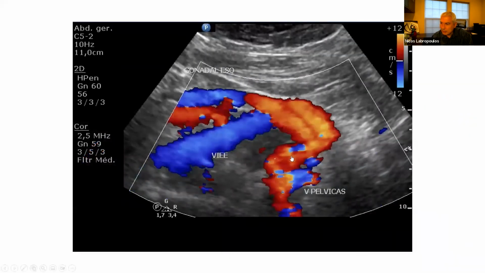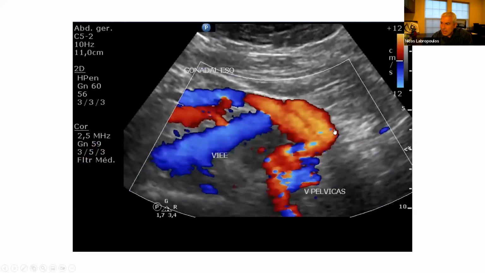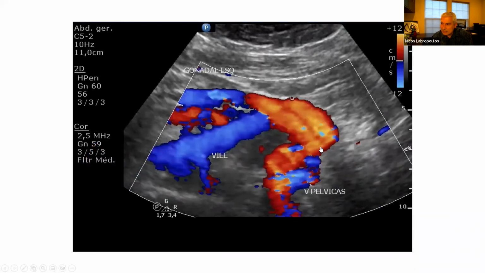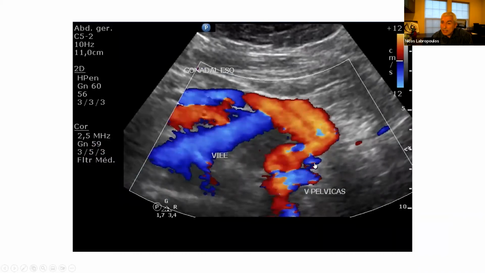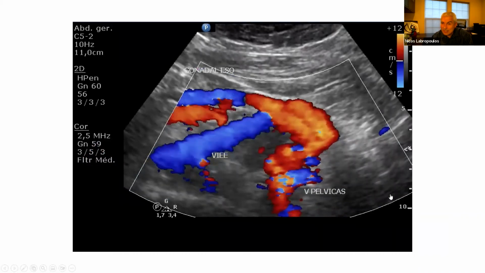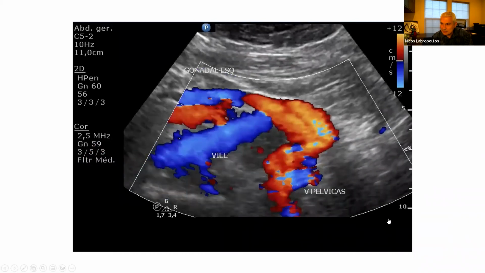And here you see on the ultrasound video how fast is the flow of these large collaterals, which is different from the really slow flow we see in the varicose veins of people having pelvic vein reflux.